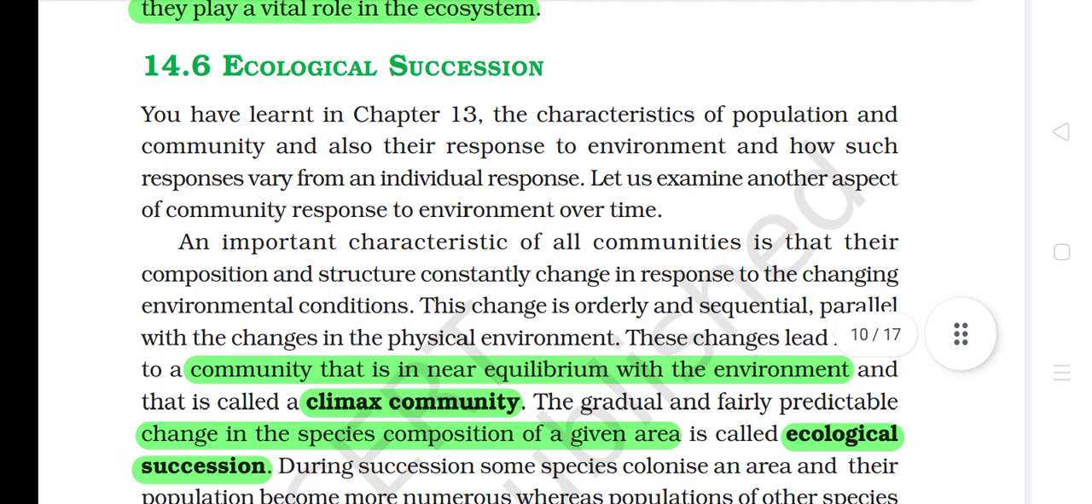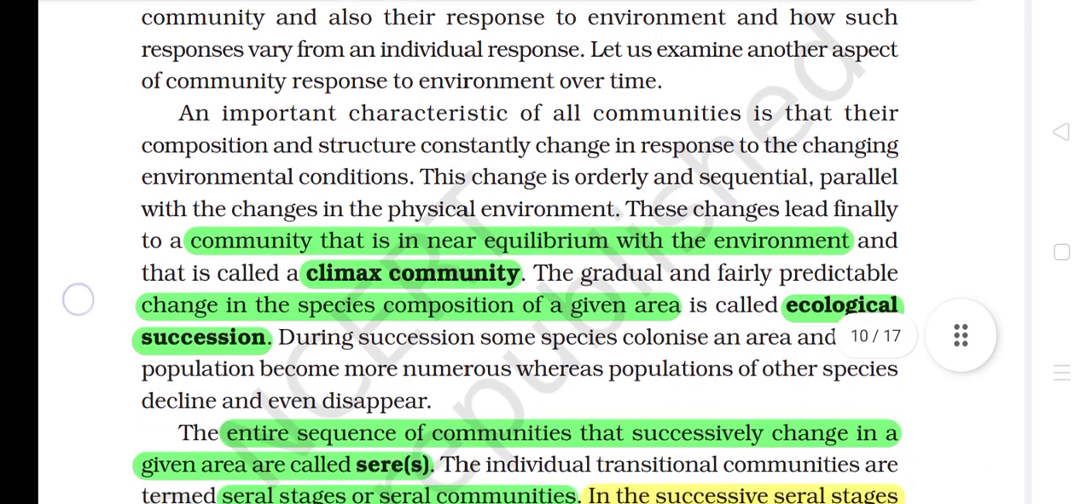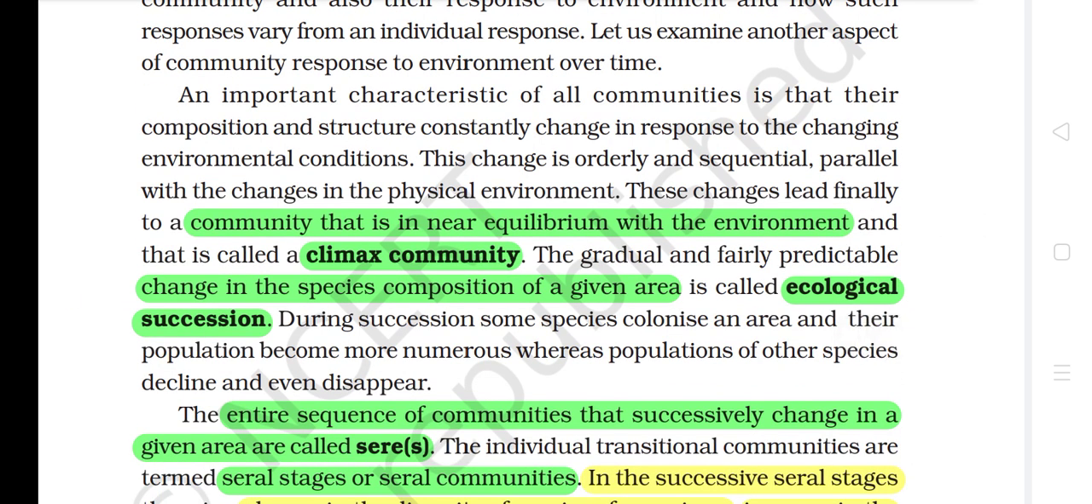14.6 Ecological Succession. You have learned in Chapter 13 the characteristics of population and community, and also the response to environment and how much responses vary from an individual response. Let us examine another aspect of community response to environment over time. An important characteristic of all communities is that their composition and structure constantly change in response to the changing environmental conditions. This change is orderly and sequential, parallel with the changes in the physical environment.